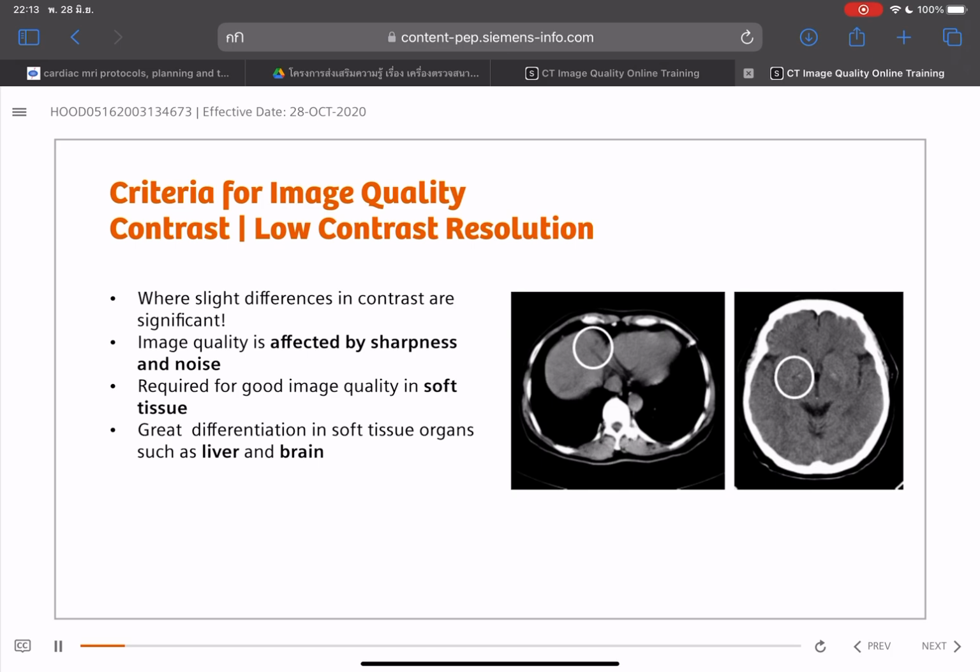Low contrast resolution is where the slight differences in contrast are significant. It is required for good image quality in soft tissue, where sharpness and noise are factors that should be considered. Low contrast images offer great differentiation in soft tissue organs, such as liver and brain.